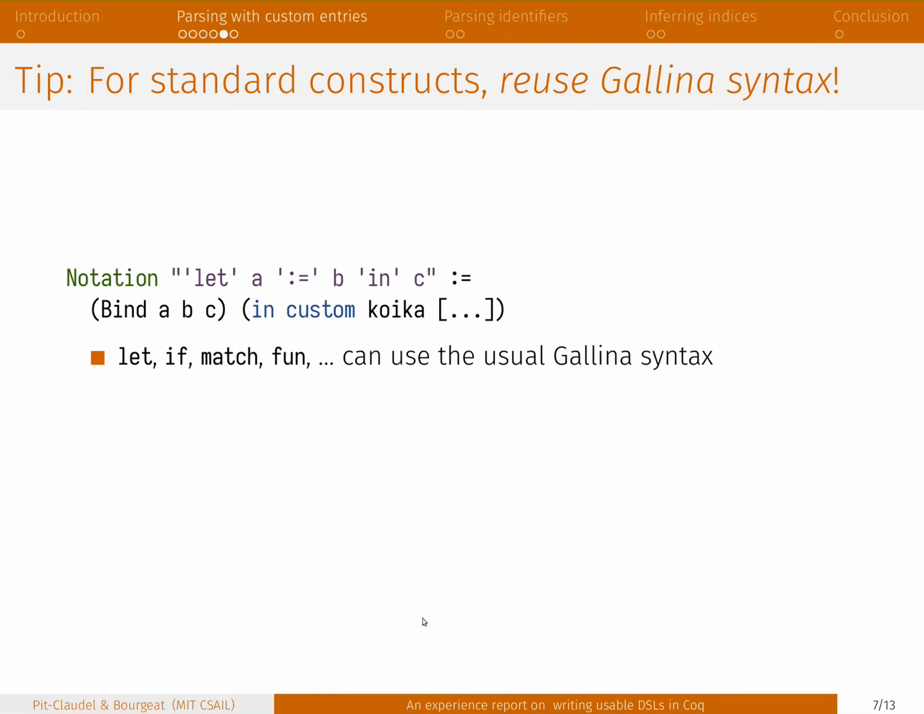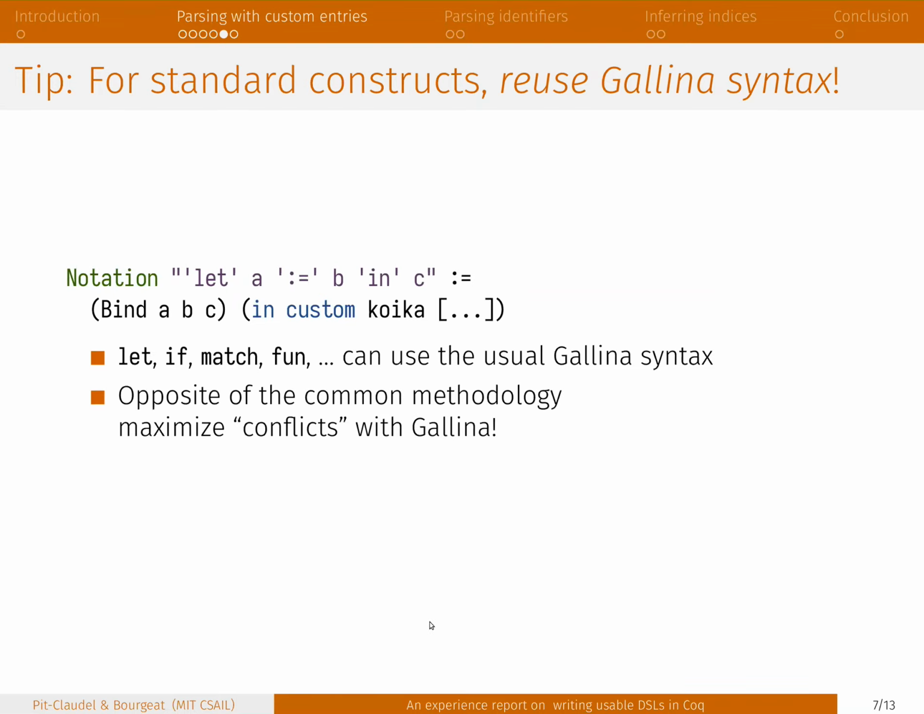In our deeply embedded language, we have things like let, if, match, fun, structs. So for all of those, where there is a counterpart in Galena, we can recycle Galena parsing and just make it generate Koika constructs. This is advice that goes against the previous methodology of picking syntax that minimizes conflict with Galena. Here we are sort of maximizing conflict with Galena by recycling Galena syntax. There are two benefits to that. First, the code is more readable and writable because of the standard looking syntax. And we inherit from the IDE support for syntax highlighting and auto-indentation, which is critical for usability.